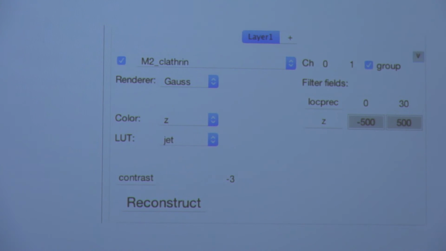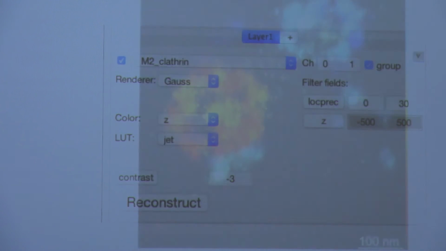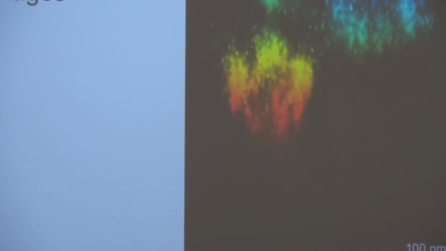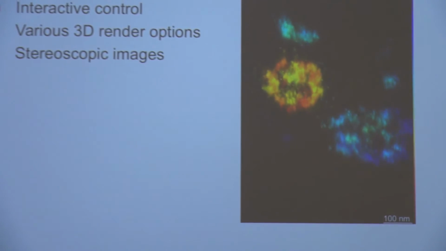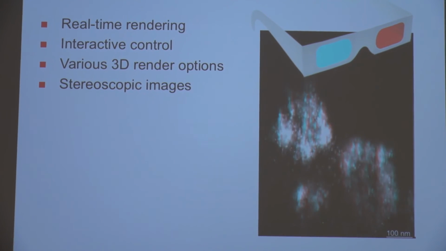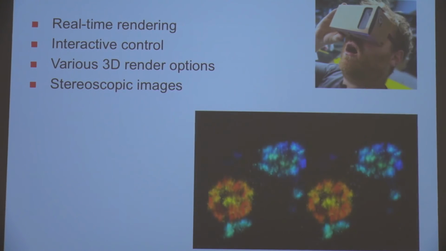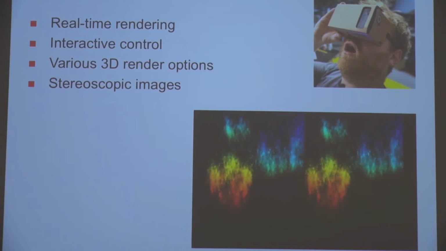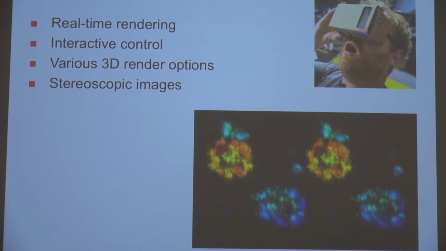Now, I briefly want to show you two plugins we use a lot. One is a real-time 3D viewer, or 3D renderer, with several render options. It can do these stereoscopic images with the cyan red glasses or with these Google Cardboard-like viewers for your cell phone. It works, but honestly, for me, it mostly gives me a headache.